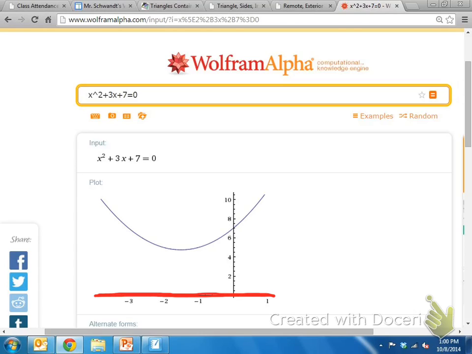Notice I have the x-axis in red. Notice how the graph doesn't touch the x-axis. It doesn't touch it at all. So that means that there are no real roots, there's only imaginary roots. And when we're graphing with real and imaginary things, the x-axis is known as the real axis, and the y-axis is known as the imaginary axis.